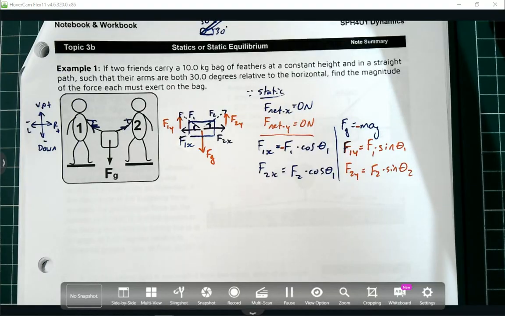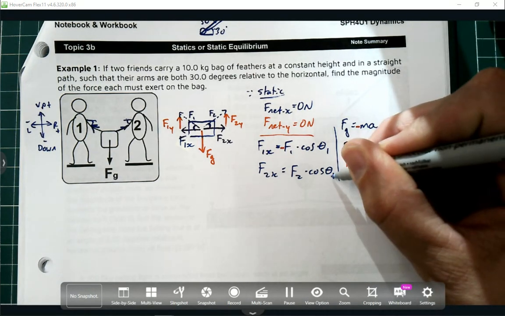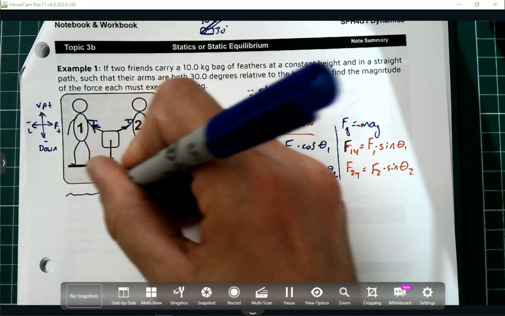For F2x, would these theta be theta 2 instead of theta 1? Oh man, you got me again. Now they happen to be the same theta this time, but for notation purposes, you're totally right. That should be a theta 2. I'm glad I have people to proofread me.